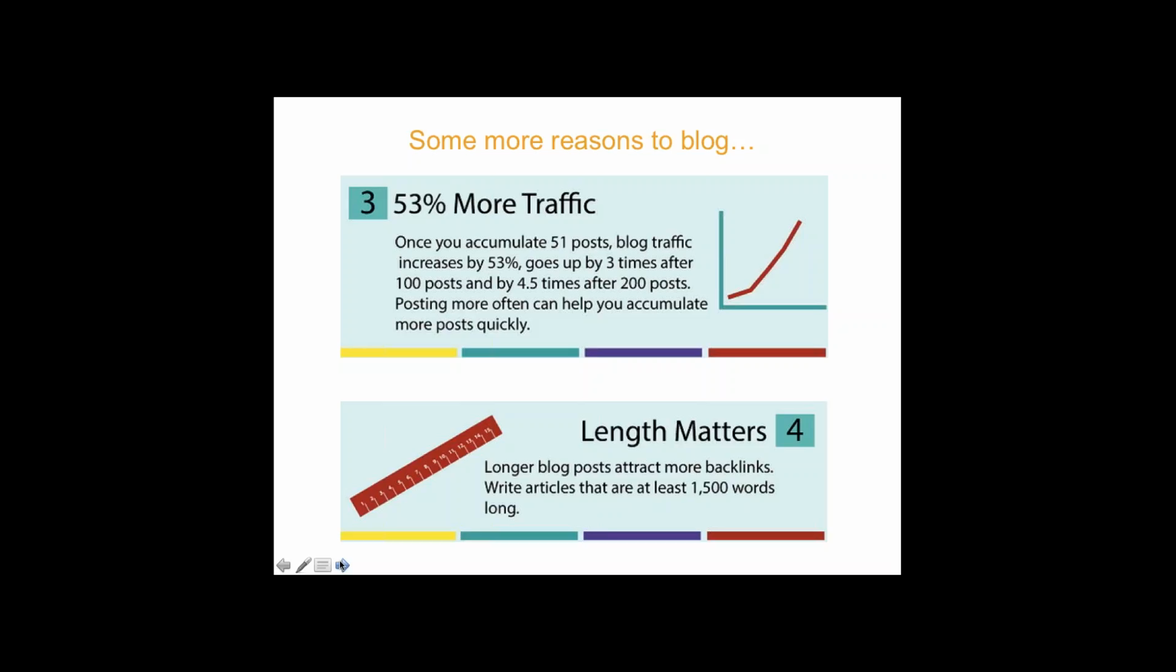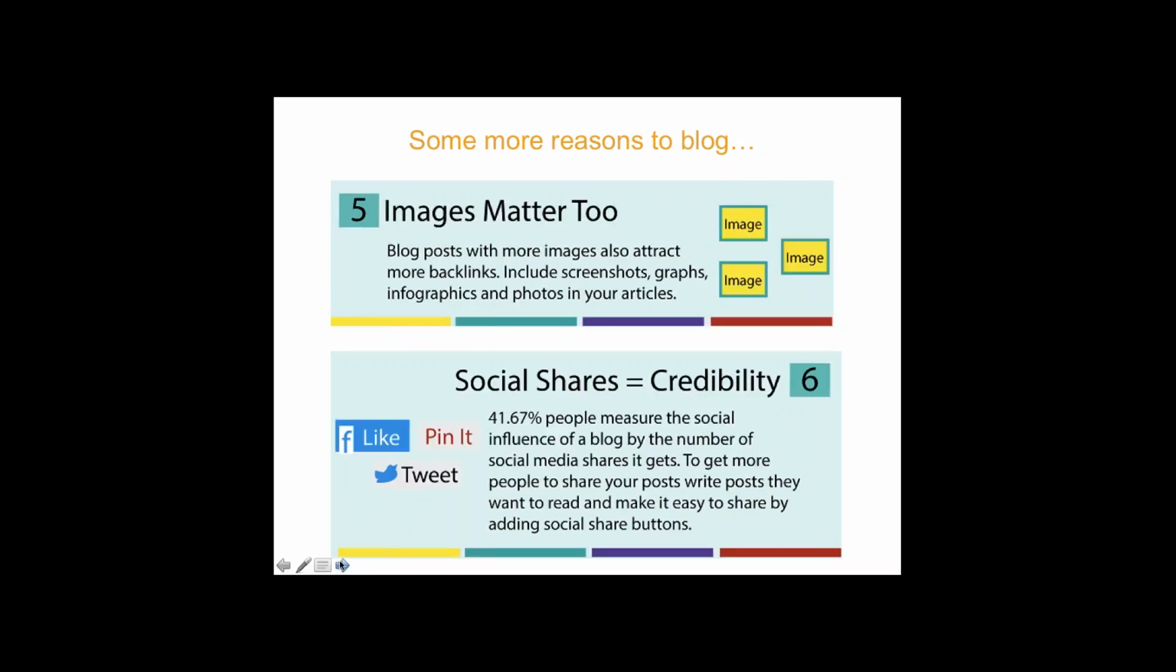Later on, we will also look at the different content types of a blog. You can have a text blog, you can have an image. Last week, we spoke about infographics, in which more and more information is displayed by way of images. And speaking about images, that leads to our next slide, where we say images matter too. Blog posts with more images also attract more backlinks. Include screenshots, graphs, infographics, and photos in your articles. People will be interested and will come back to your blog if you are doing it correctly and if you are posting often.